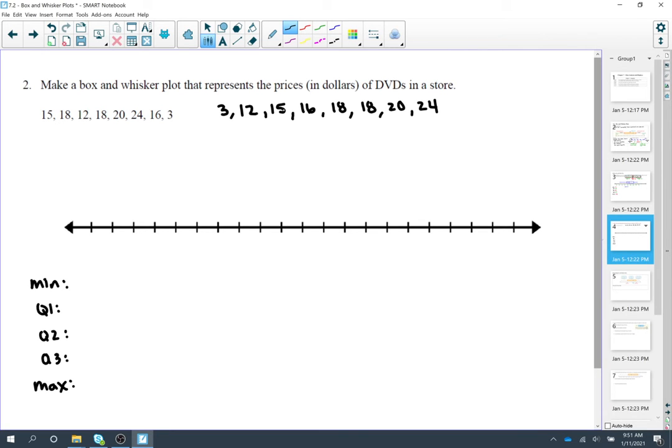And we have 1, 2, 3, 4, 5, 6, 7, 8. So I'm going to start with our minimum and our maximum. So our minimum number is 3. Our maximum number is 24. Then I'm going to cut the data in half by finding the median.